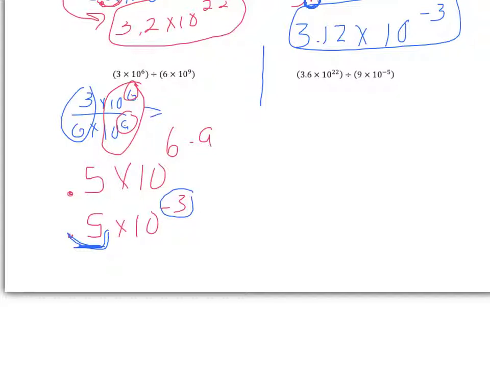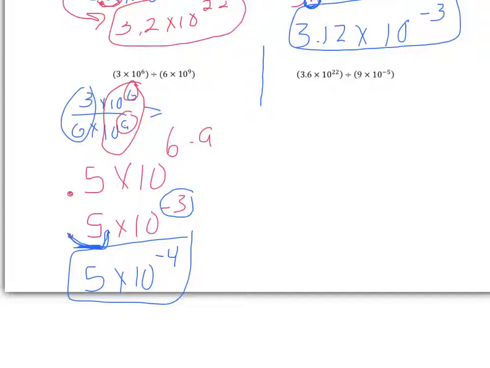So moving this into a number that's between 1 and 10, this is going to be 5 times 10 to the, getting smaller by 1. When we subtract 1 from this, negative fourth. So 5 times 10 to the negative fourth is that.